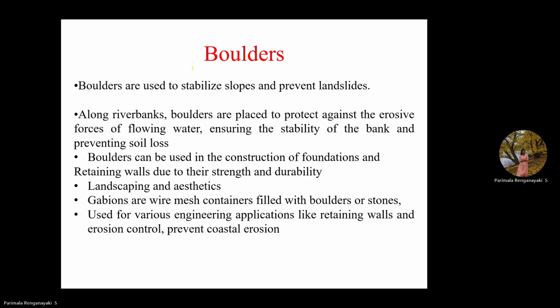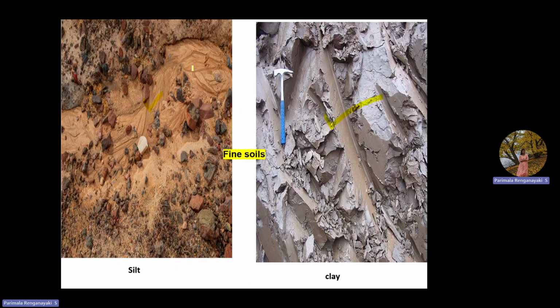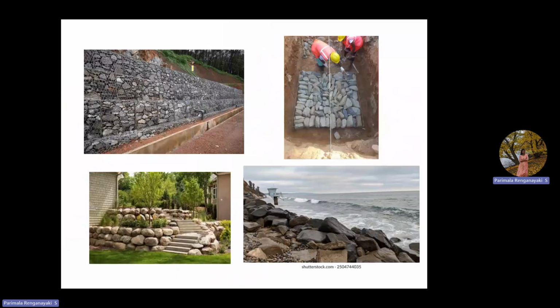So, how are these boulder, gravel, silt useful for engineering construction? Let's see this. See this figure first. This is called gabion. This is for foundation. This is for aesthetic look. This is near the coast to avoid the coastal erosion.